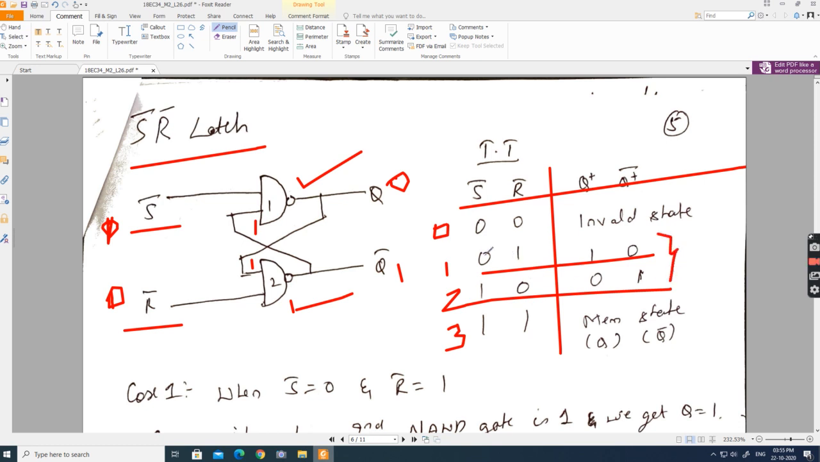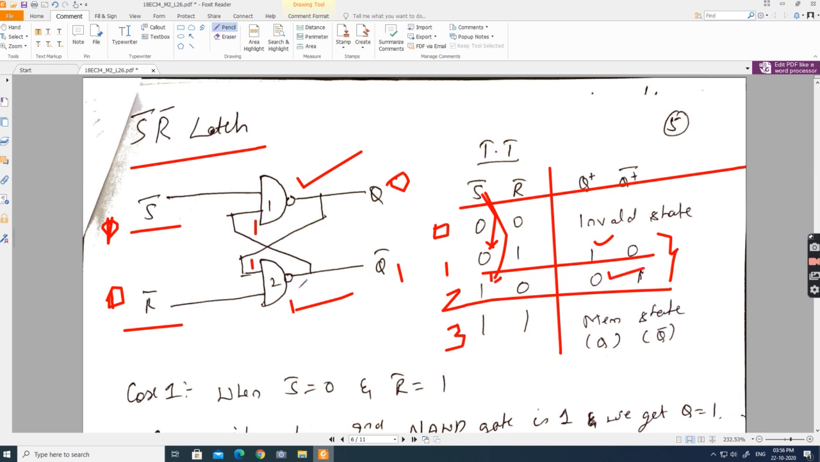What is the condition here? 0, 1. When S bar is 0, Q bar is 1. When S bar is 1, Q bar is 0. Understanding? Sir, earlier it was S bar is 0 though. What is S? S is 1. When S is 1, why should Q bar be 1? If S bar is 1 here, then what is S? S is 0. Therefore, Q bar will be 0.